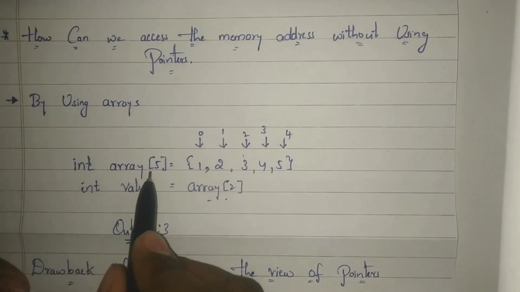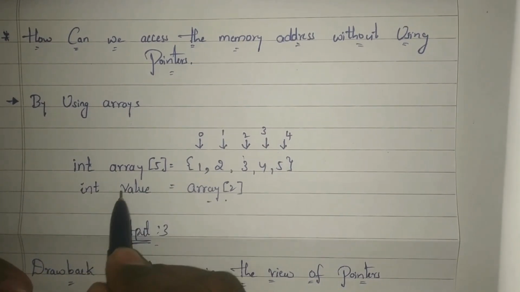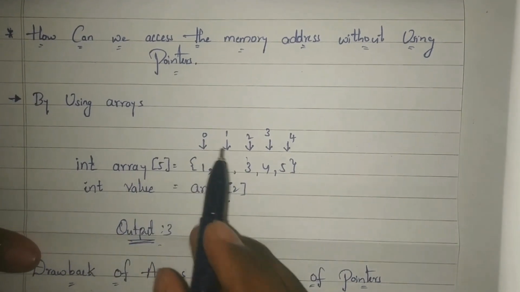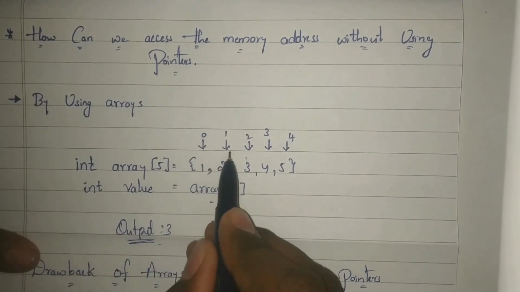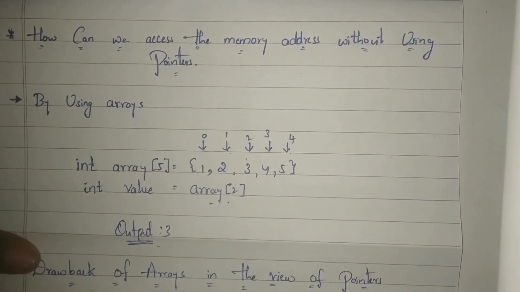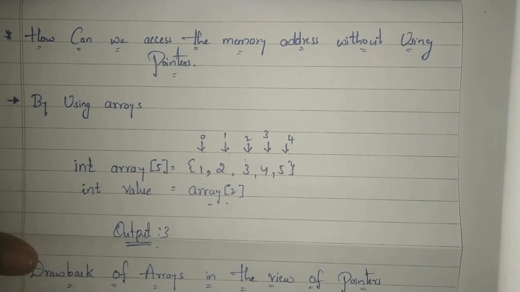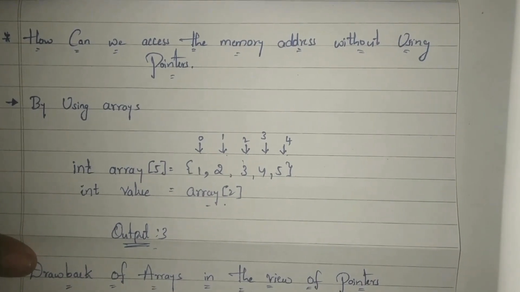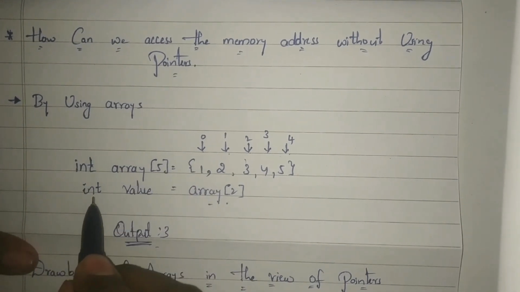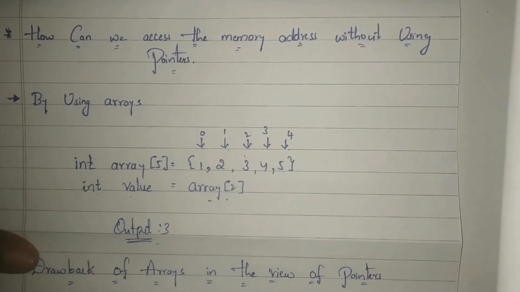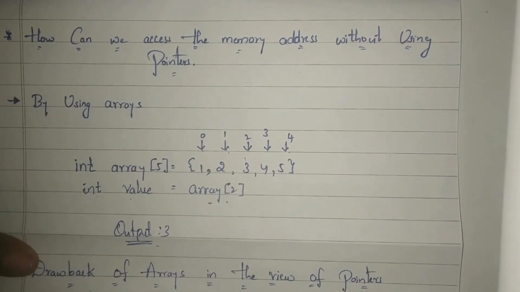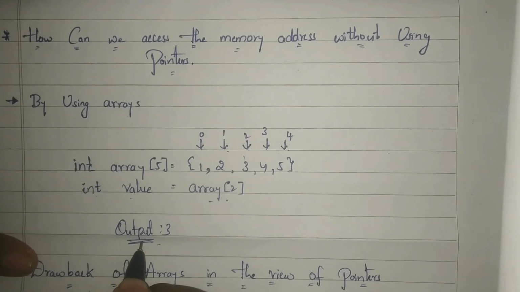Let me take an array of size 5 and the elements are 1, 2, 3, 4, 5. And let me give the indexes 0, 1, 2, 3, 4. Now let me access the array by using their indexing. We are accessing the memory address indirectly by using the index. Now let me consider int value is equal to array of 2. By using array indexing, as the result we get the output value, that is 3.